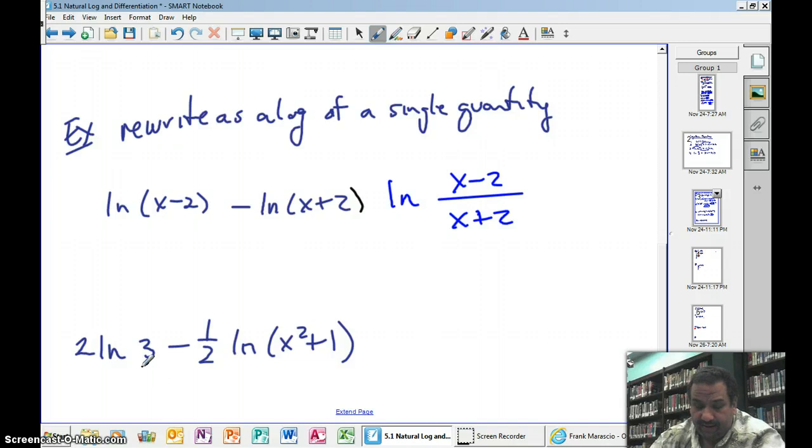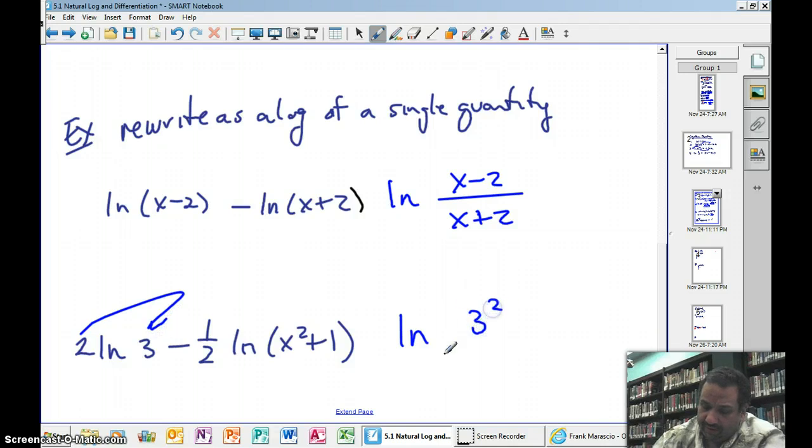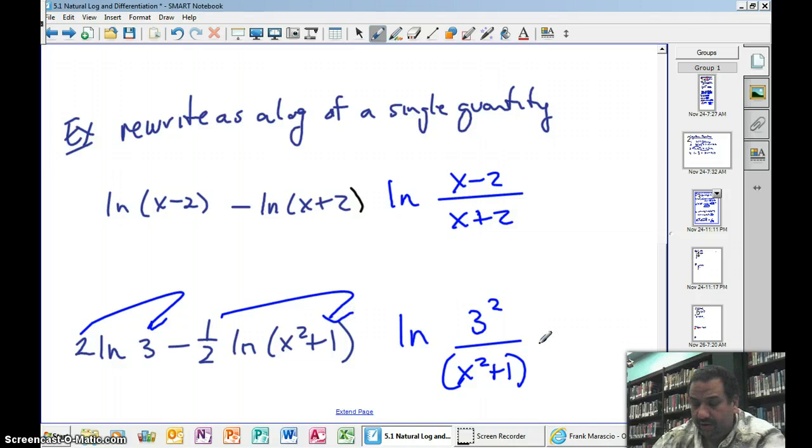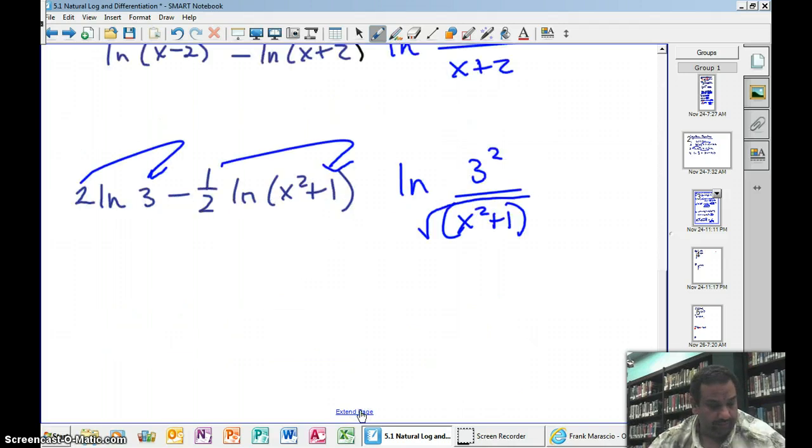All right, well, not bad. Look at this one. The natural log, the 2 would come up by the 3. So that'd be 3 squared. And then on the bottom, it would be x squared plus 1 to the 1/2 power, because I'd bring the 1/2 back over here. But guess what? 1/2 power is square root, so I would write it like that. That's how I would write it. Any more? No, I'm good there. I think you're good there.